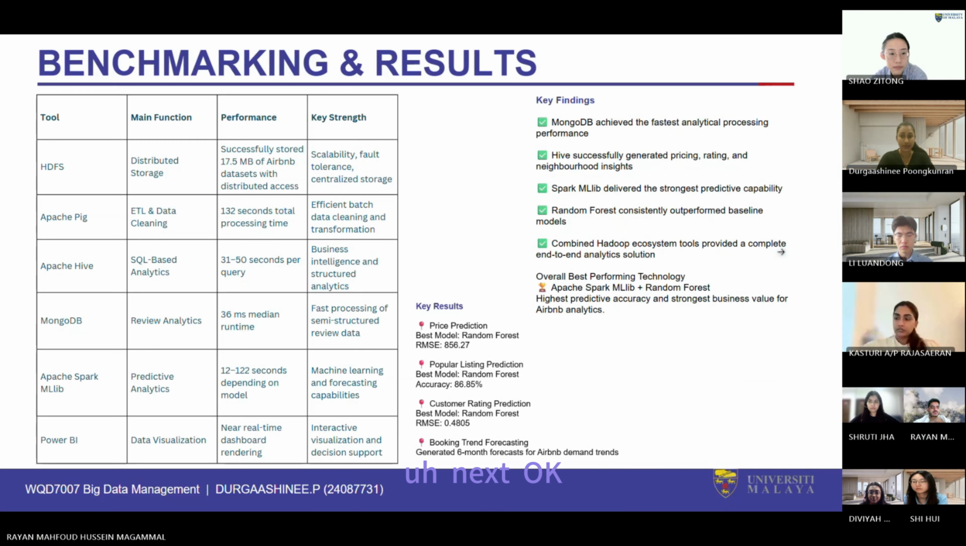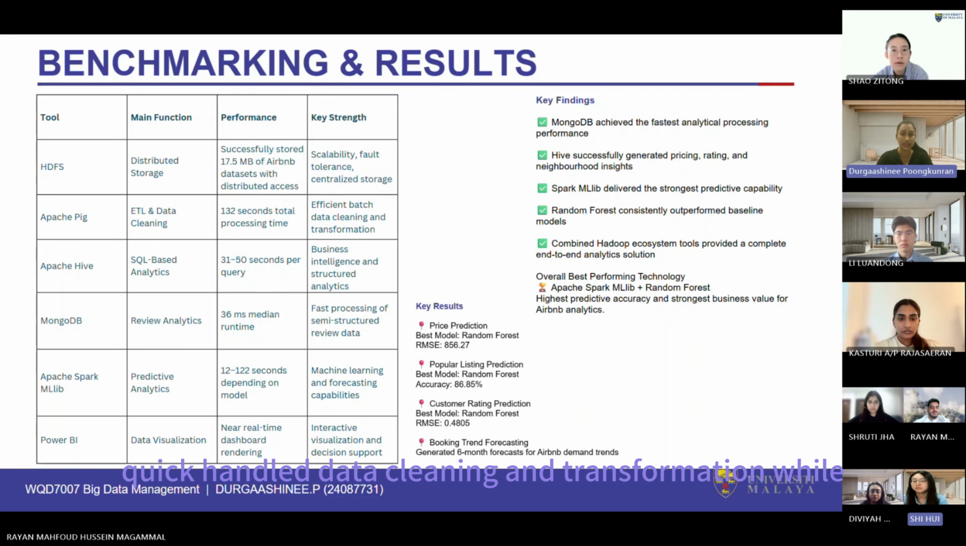Okay, this benchmarking analysis compared the performance of all technologies used in our project. MongoDB achieved the fastest analytical processing speed. Hive provided effective SQL-based analytics. Pig handled data cleaning and transformation, while Spark MLlib delivered the strongest predictive performance. Across all machine learning tasks, random forests consistently outperformed the baseline models. Next slide.